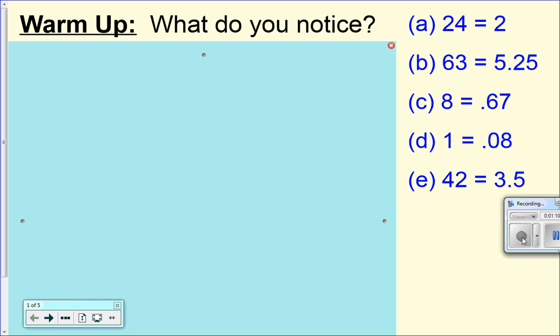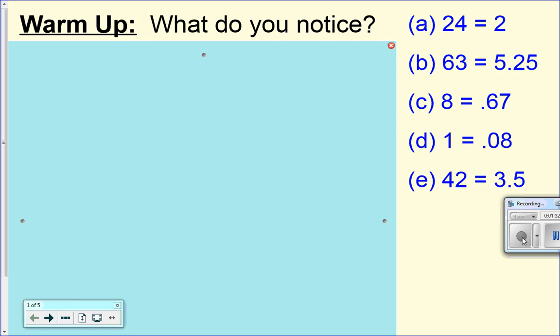So why did you choose 0.08? That's what 1 is. Okay, so you didn't see these as different columns. Okay, anything else you noticed? Is 24 times 0.082? Okay. It's not. Okay. So what else do we notice?